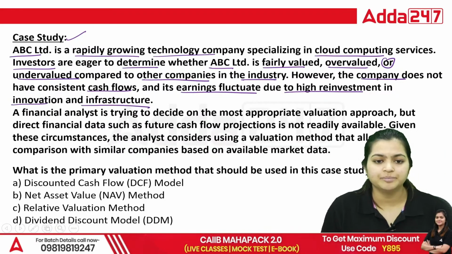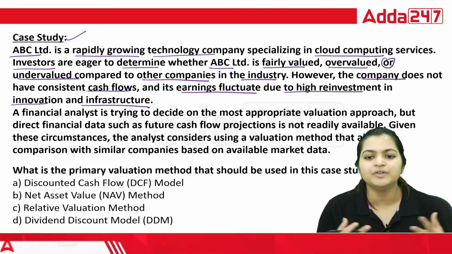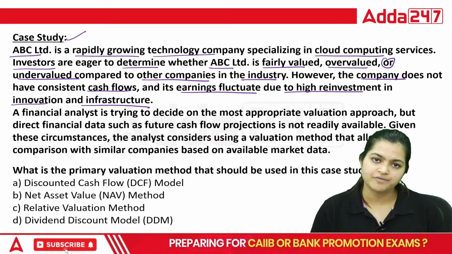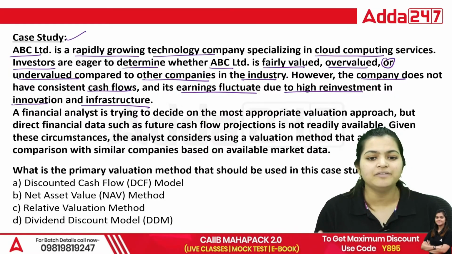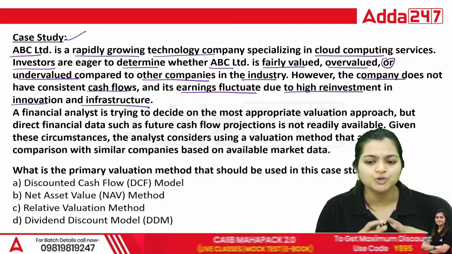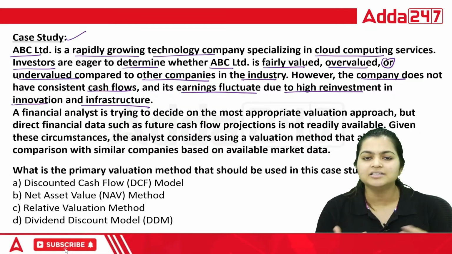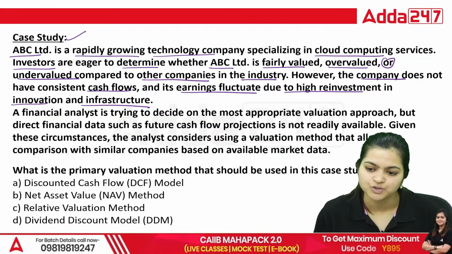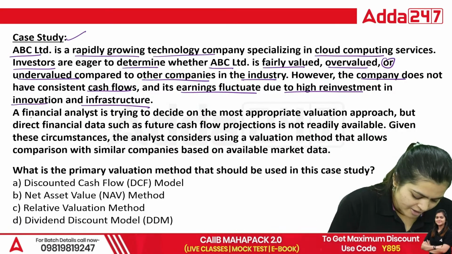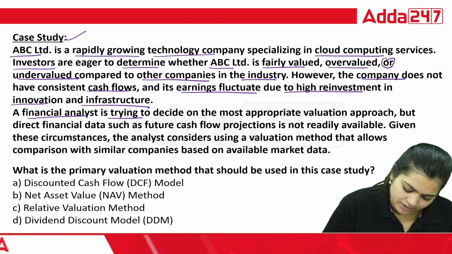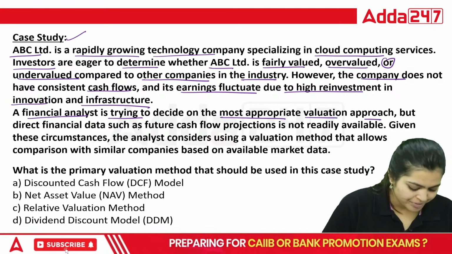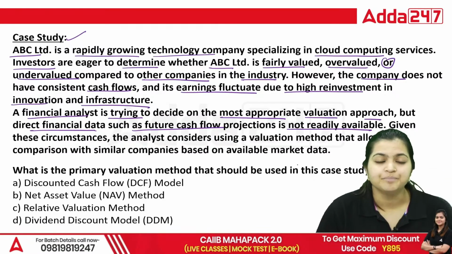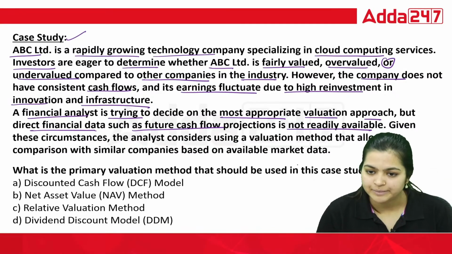Okay, so here is one company known as ABC, and as an investor, we want to value that company, whether it is fairly valued, over or undervalued. But the problem is I don't have any proper cash flows. There are no consistent cash flows and the earnings are also fluctuating due to high reinvestment in innovation and infrastructure. Now, the financial analyst is trying to decide on the most appropriate valuation approach, but direct financial data such as future cash flows is not readily available. Future cash flows are not available directly.